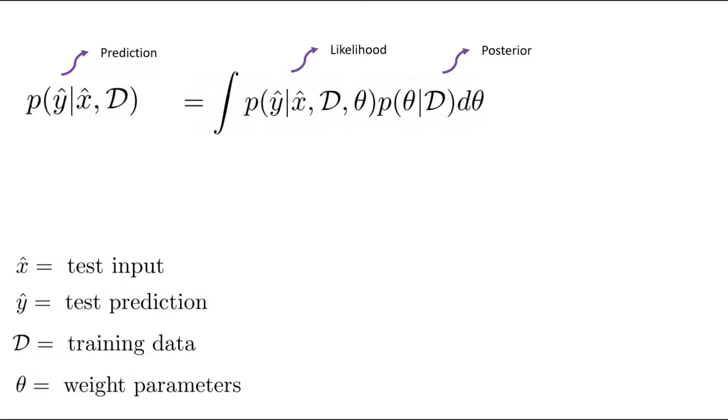Putting it more intuitively, the prediction is an expectation with respect to theta of the test likelihood, where the distribution of theta is assumed to be the posterior distribution from the machine learning model.